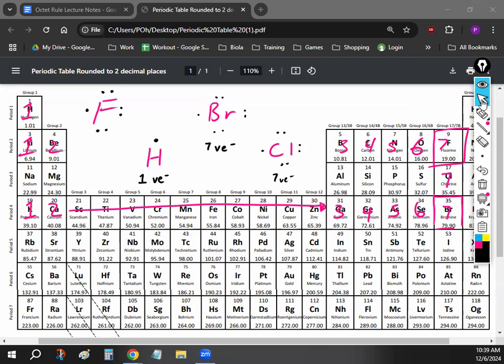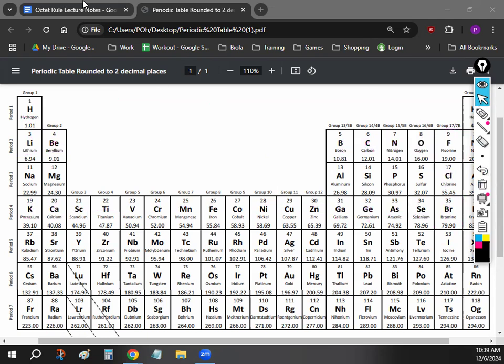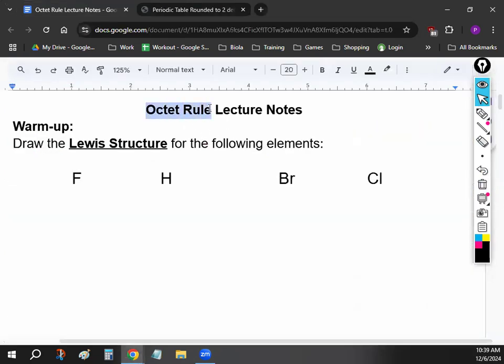All right, so these are kind of like the pictures for individual elements, but today we're going to learn how to draw molecules when these elements combine together, okay? So let's get into it. So I want you guys to write down the title of the lecture. It's called the Octet rule.